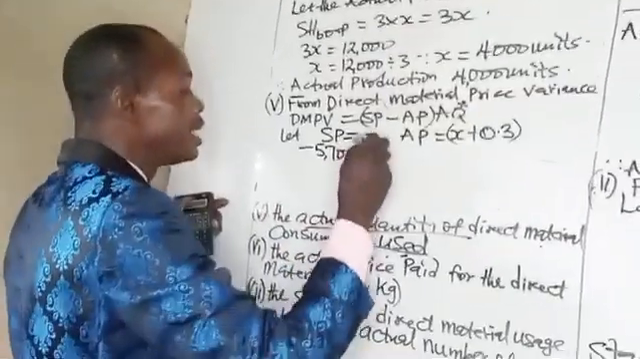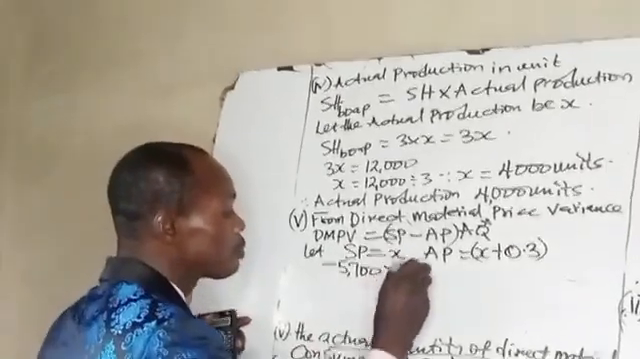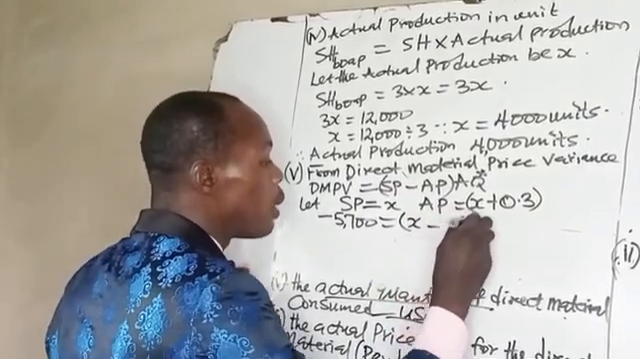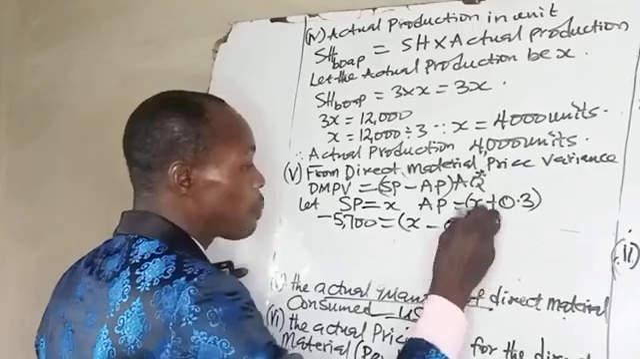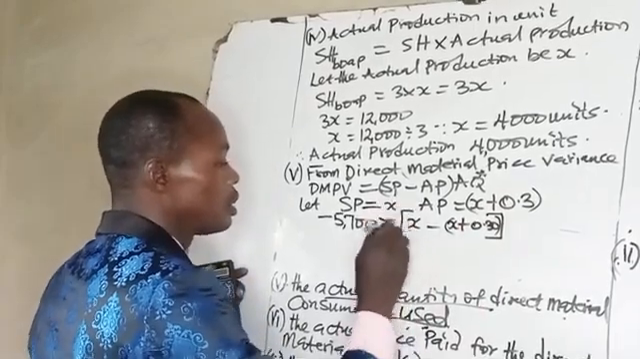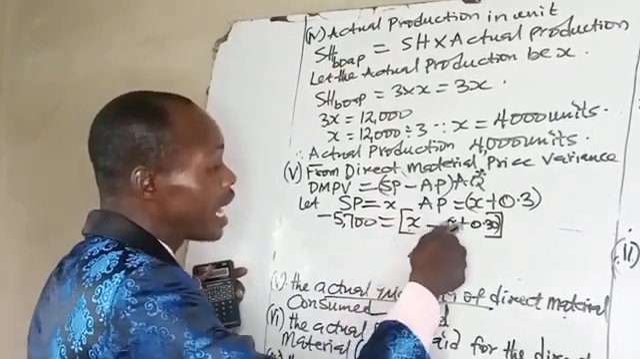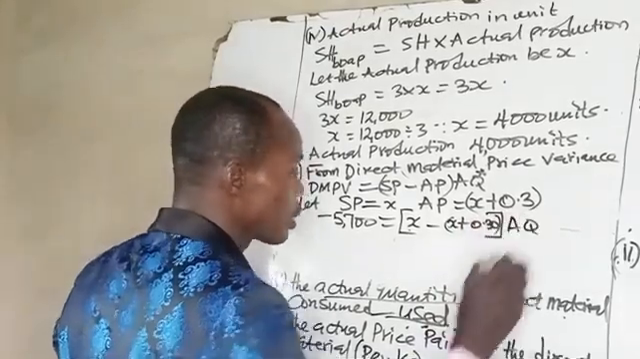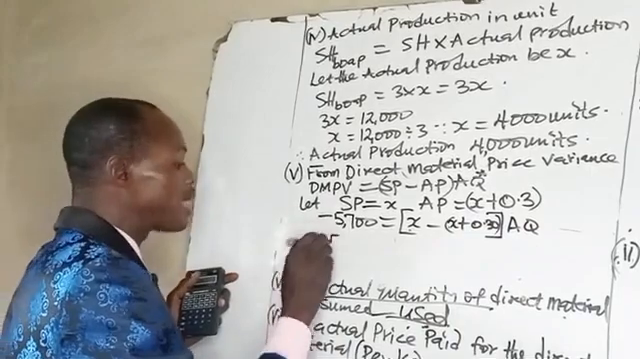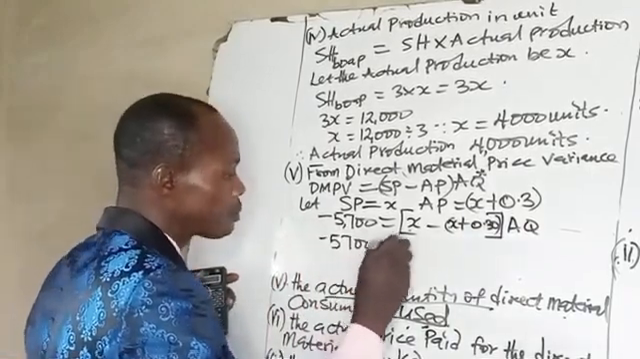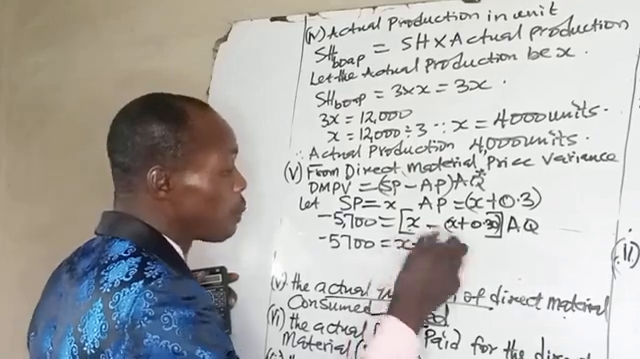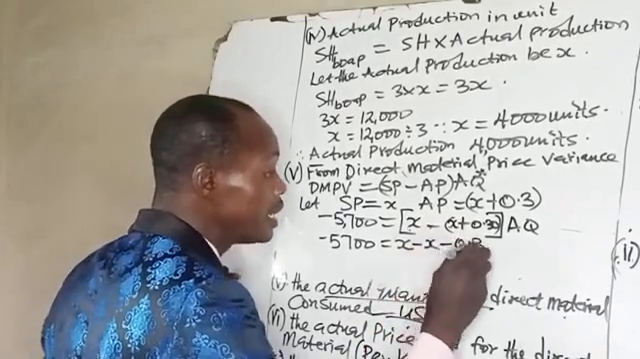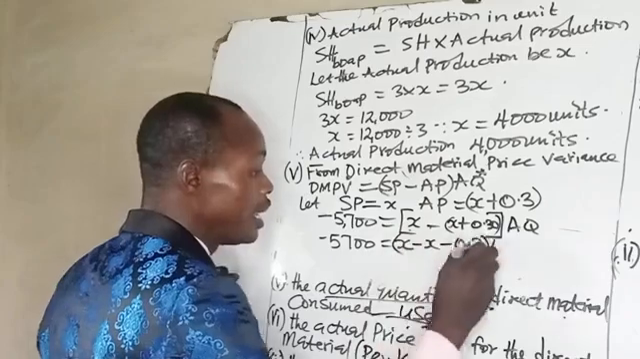The standard price is X. SP is X minus actual price. Actual price is X plus 0.3. So the standard price is X, actual price is X plus 0.3, everything multiplied by actual quantity. Now let's open the bracket. We have minus 5,700 equal to X minus X. If you open this bracket, then minus will affect this plus. It becomes minus. Minus is 0.3. Everything multiplied by AQ.